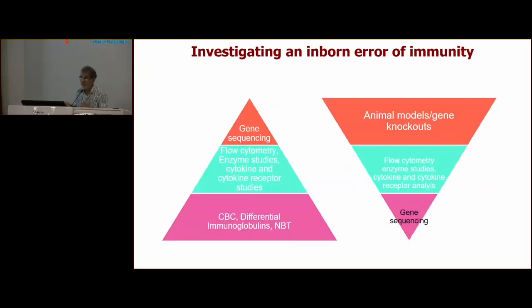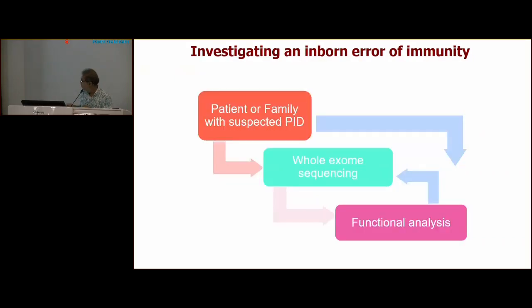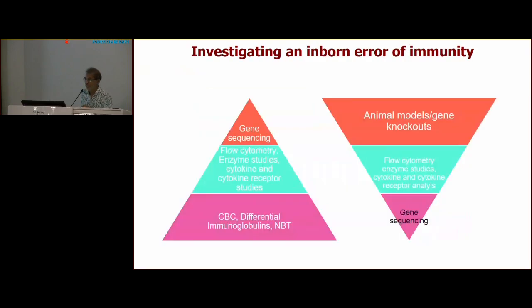So how do we go about investigating an inborn error of immunity in the lab? There are two approaches depending on which setting you are working in or what resources are available. You can start with the very basic investigations at the bottom of this pyramid. You can do a complete blood count, immunoglobulins, a simple nitroblue tetrazolium dye reduction test. Then move on to flow cytometry, some enzyme studies, cytokine and cytokine receptor studies. And finally, when you have a clue about which pathway or which genes are involved, you could go for targeted gene sequencing, either by Sanger or by a targeted gene panel.